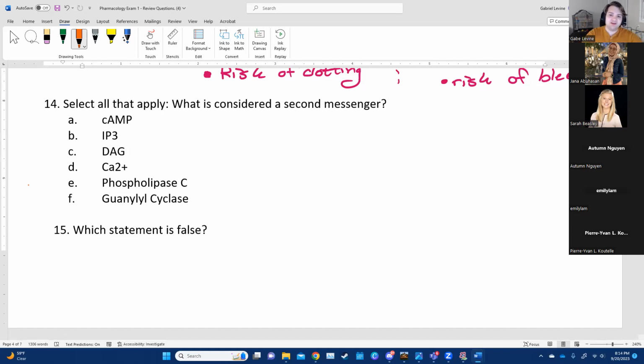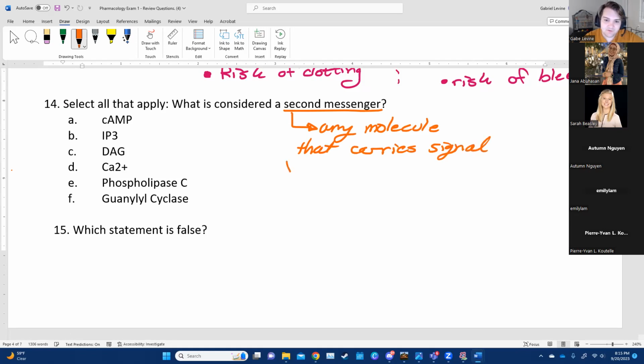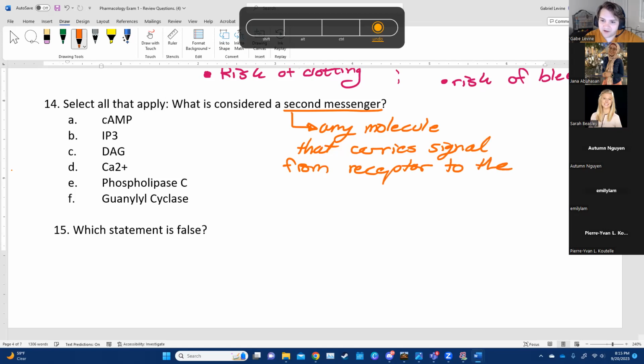Select all that apply. What is considered a second messenger? I was thinking about this when I was going through it, and I'm looking at the answer key as well, and I'm not happy about it. In general, a second messenger is any molecule that carries a signal from the receptor to the effector.